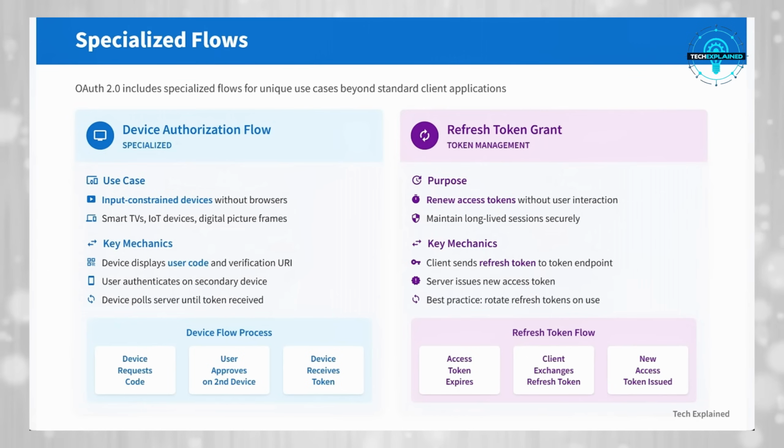Best practices include implementing refresh token rotation, where a new refresh token is issued each time one is used, to detect and invalidate stolen refresh tokens. These specialized flows demonstrate the flexibility of OAuth 2.0, showing how it can be adapted to diverse use cases while maintaining security principles. Now that we've covered the various flows, let's see how they come together in a real-world example.